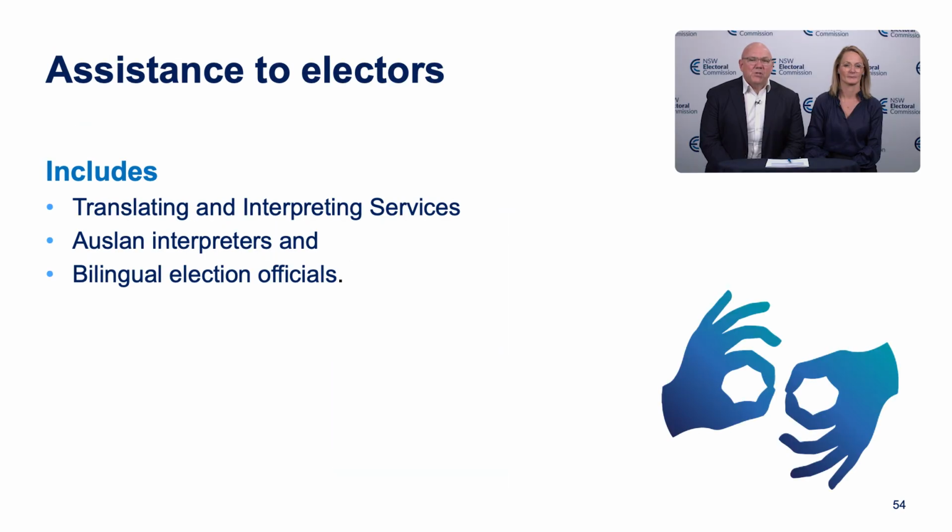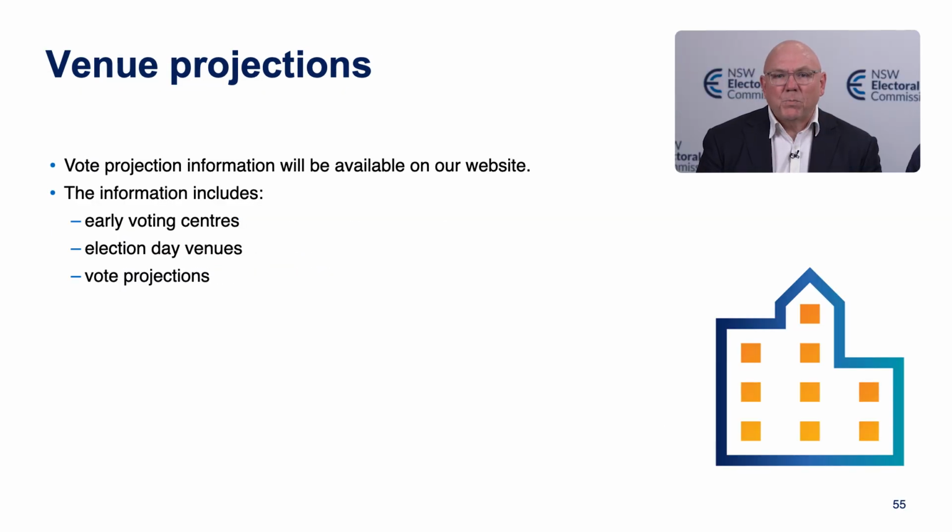We provide a number of services to assist electors both at early voting and on the election day, including translating and interpreting service, Auslan interpreters, and we also seek to employ election officials who speak languages spoken in your community. Voter projection information will be available on our website. This includes for early voting centres and election day venues and total vote projections for those venues.